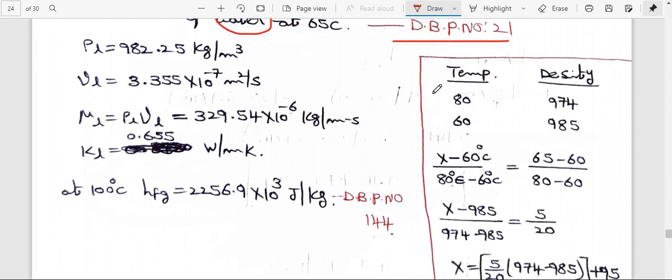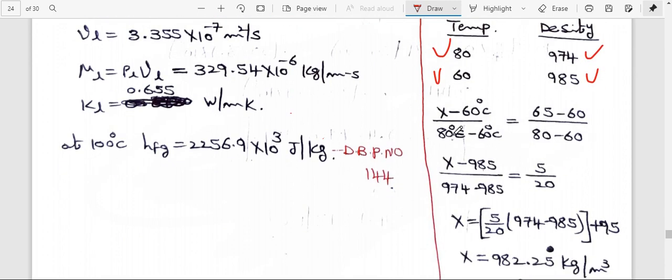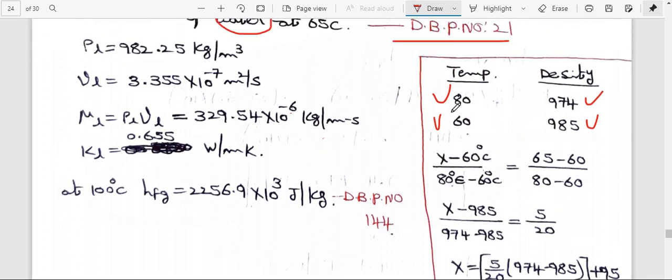The temperature is 80 degrees and 60 degrees. These are the density values, so we have to interpolate like this. Here x is equal to 60 degrees. In this range, what is the unknown value? We have 65 as the unknown value.